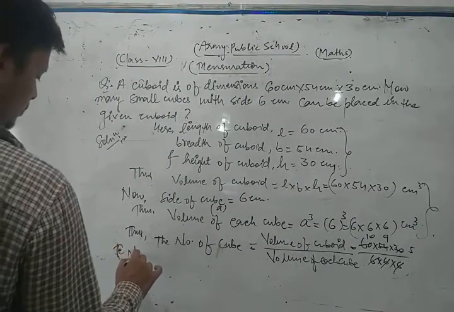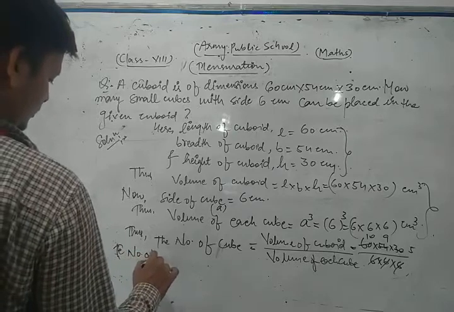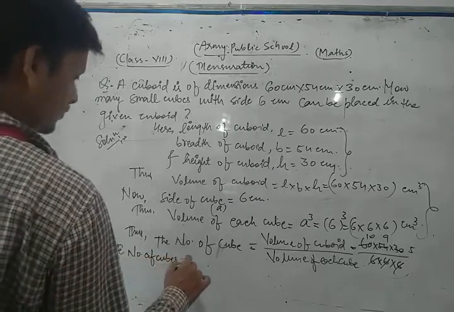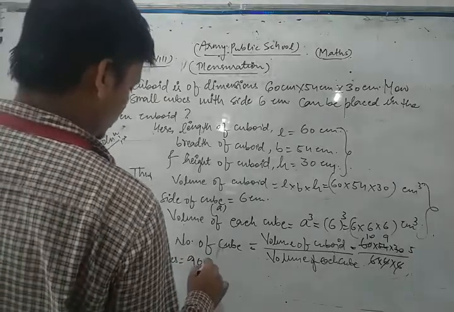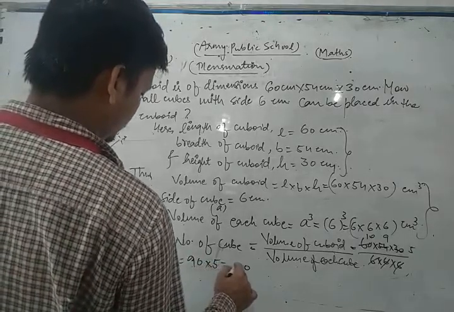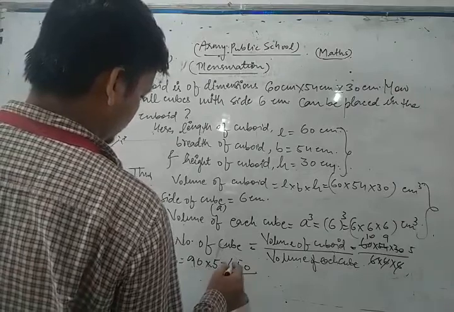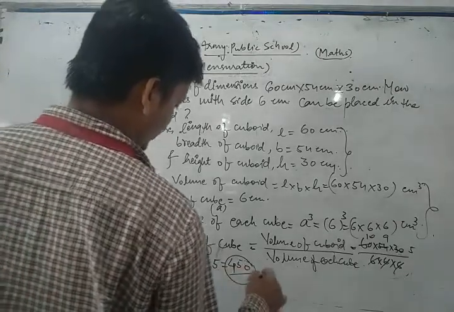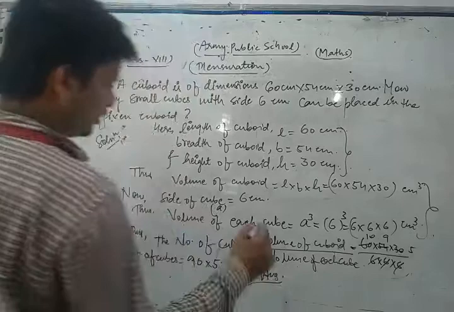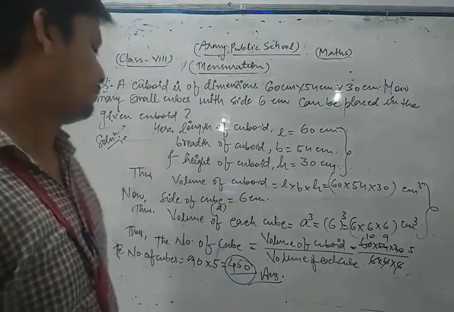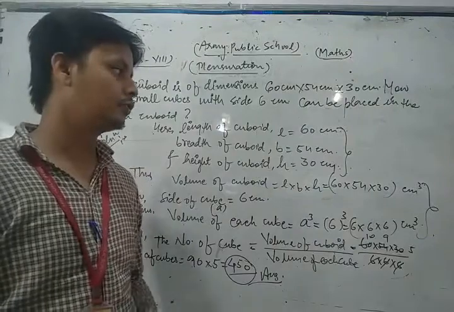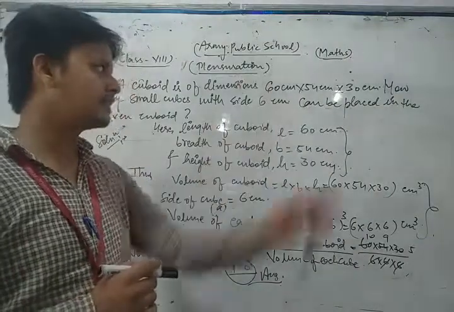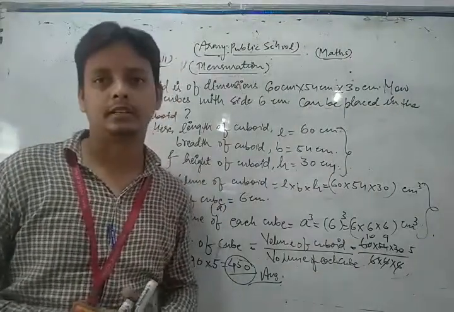The number of cubes: 10 nines are 90, into 5, that is 450. This is the required number of cubes so formed. So place in that cuboid of dimension 60, 54 by 30.